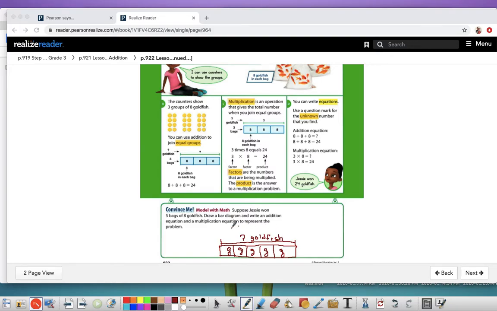Okay, now what we have here, boys and girls, is we have to write an addition problem, an addition equation. What's our addition equation going to be? It's going to be what? 8 plus 8 plus 8 plus 8 plus 8. So let's write that. Let's write 8 plus 8 plus 8 plus 8 plus 8.